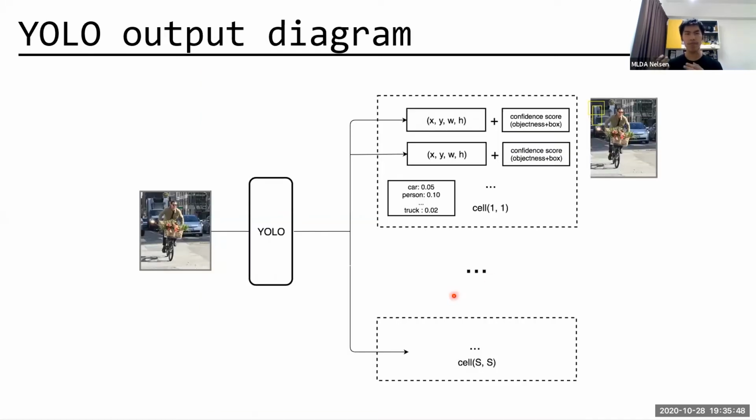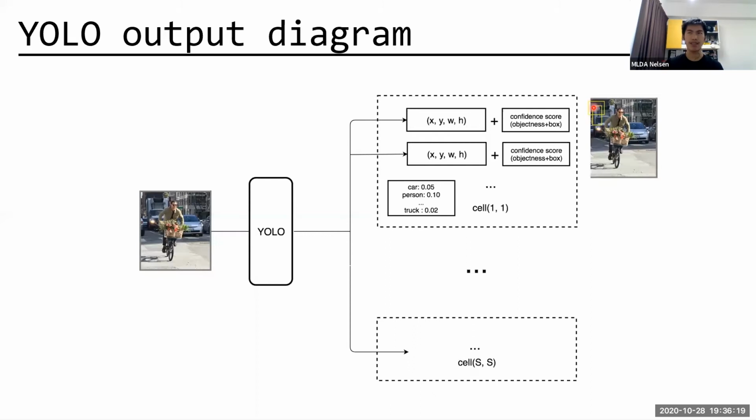So to sum up what I mentioned earlier, the idea is that when we have this specific image, we feed it into our YOLO network, then our YOLO model will try to predict for all the cells. We have 1 to S, which is 7 times 7 for our case. So let's say for cell 1,1, which is the one in the top left, we need to predict two bounding boxes.